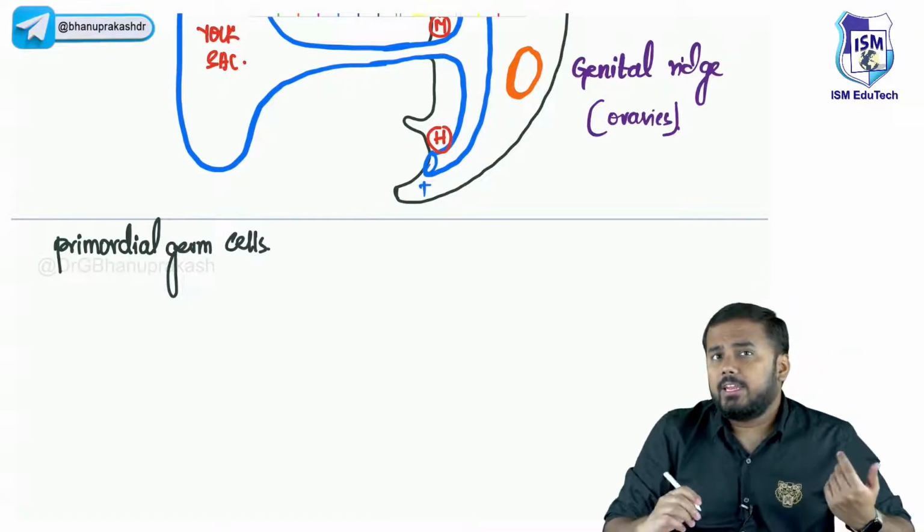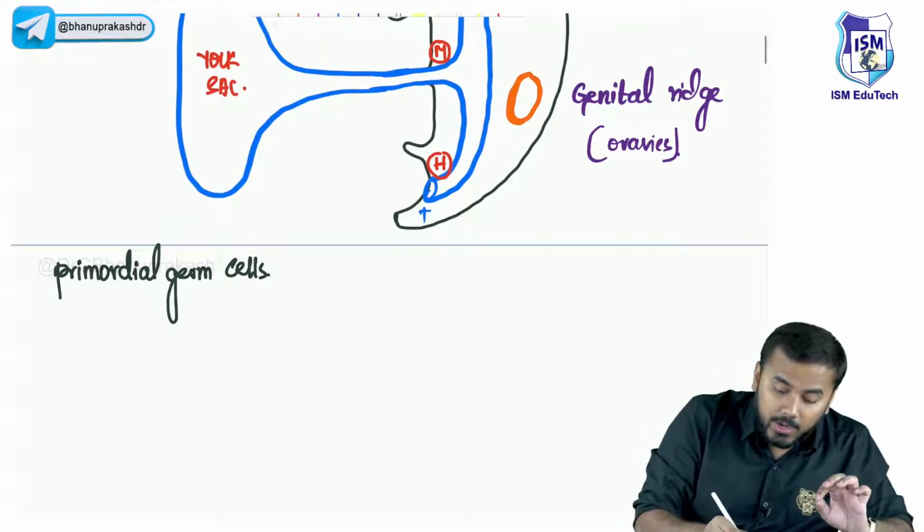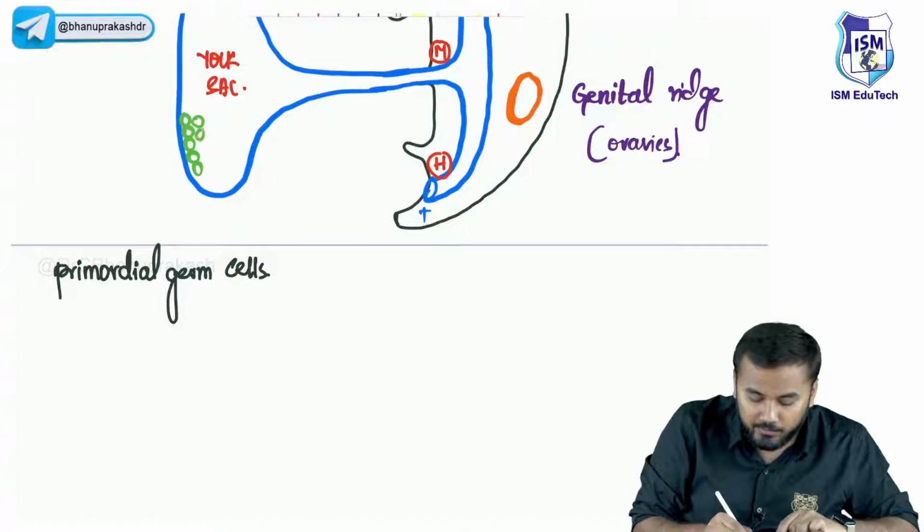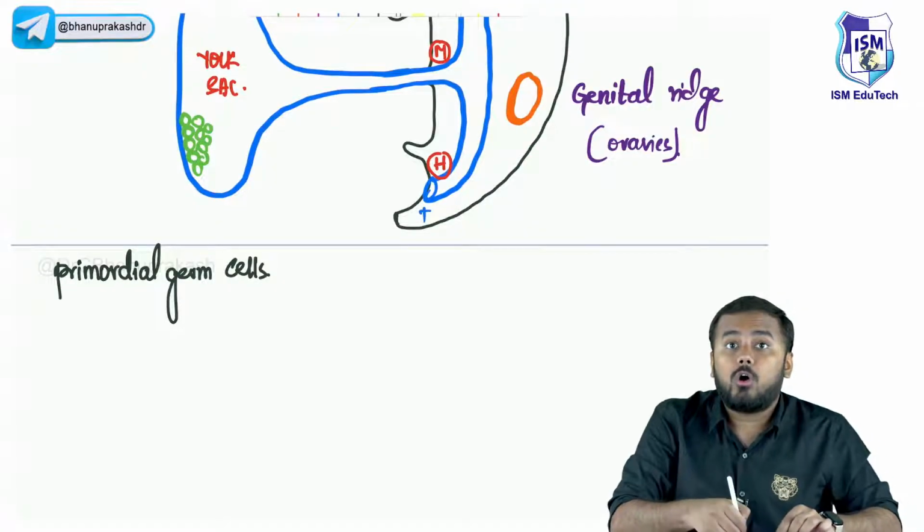Primordial germ cells. Where are these primordial germ cells? These primordial germ cells are located in the wall of the yolk sac. So these are a group of primordial germ cells that are located on the wall of the yolk sac.